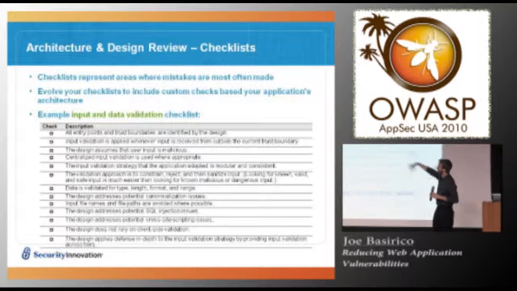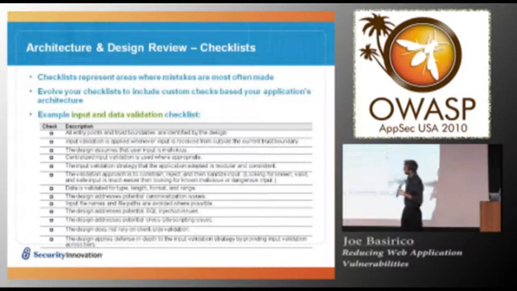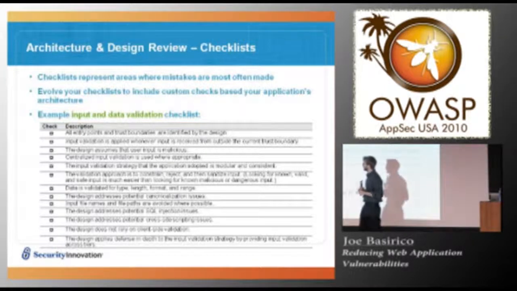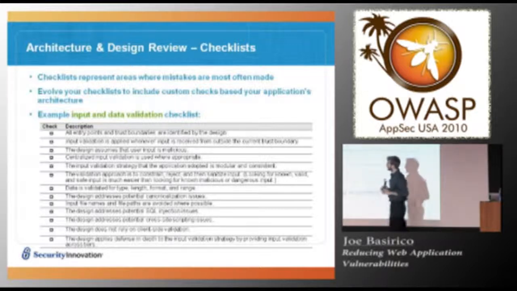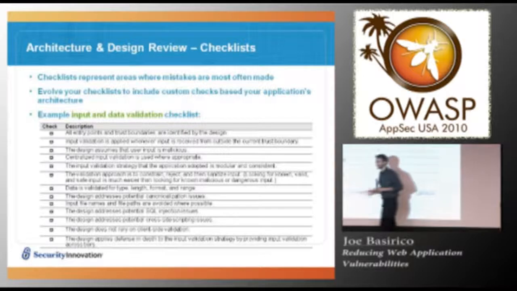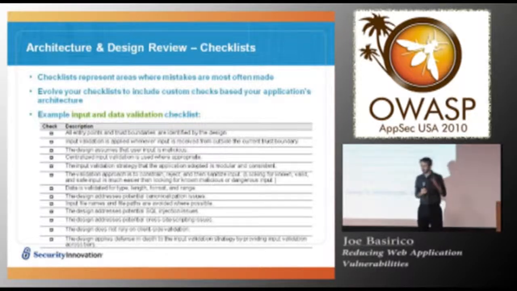And then for each one, we can create a checklist of how to actually design a system that is secure. So for example, for input and data validation, we have a handful of these checklist items. On the top here, we have all entry points and trust boundaries are identified by the design. And we follow down, and at the bottom here, we have design does not rely on client-side validation. One of my favorite things to say is JavaScript is not a security feature, right?